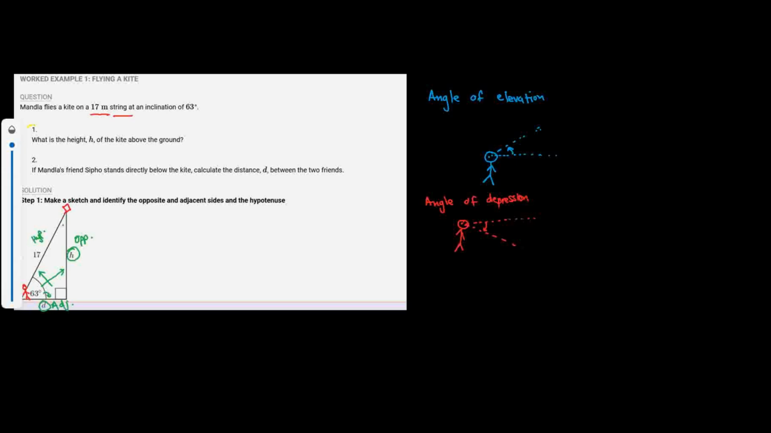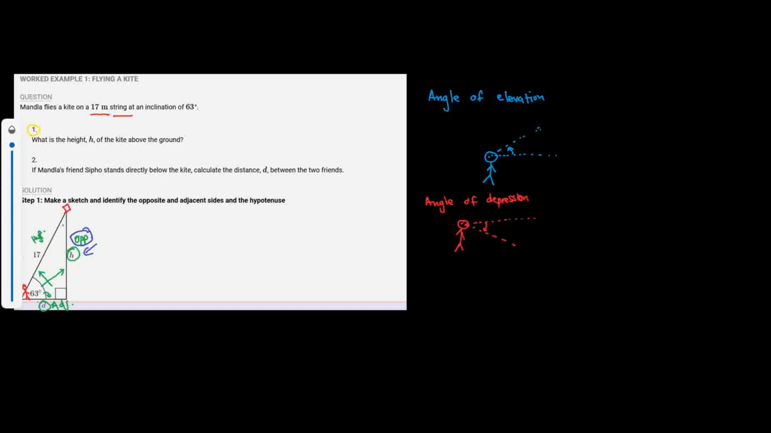Now let's answer question 1. Question 1 reads, what is the height H of the kite above the ground? So there's the ground here, and you have to look at the kite that is above. So what we need to do is find H. So we need to involve the opposite, because H is the opposite side of the right angle triangle with reference to 63 degrees. And we also need to use what is given.